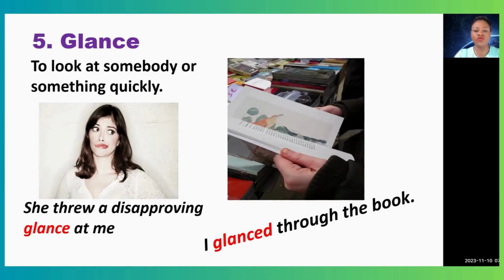I glanced through the book. I glanced through the book means I went through the pages of the book, maybe to get a general idea of what the book is about, but I did not actually read the book in detail. That is glance.